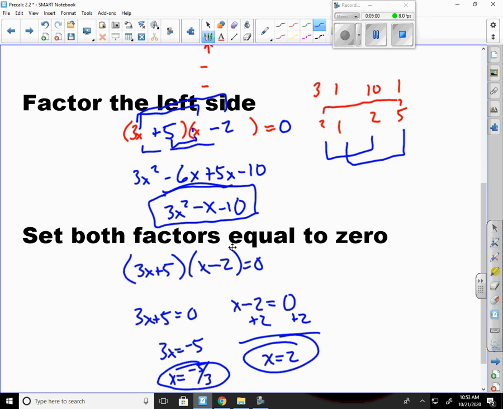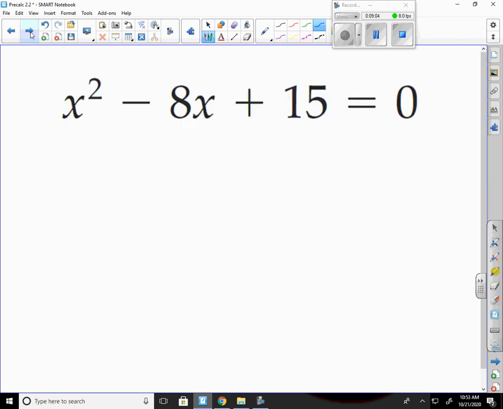Don't worry, we will be spending some more time on factoring. How can I factor this one out? So I need to figure out what multiplies to give me 15. I know that this is a plus and this is a minus. So that makes, when I break this apart, a minus and a minus.